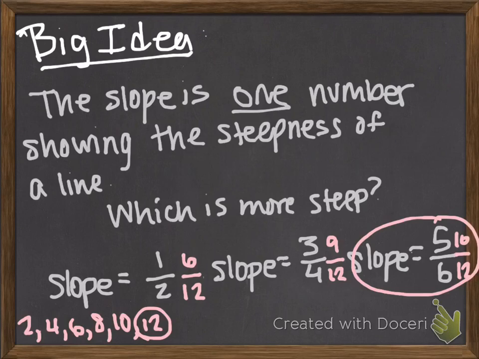This is our first strategy. We're going to look at the foldable that's on page 90. But I wanted you to write this stuff down on page 91 so that you have a really good in-depth understanding of slope.